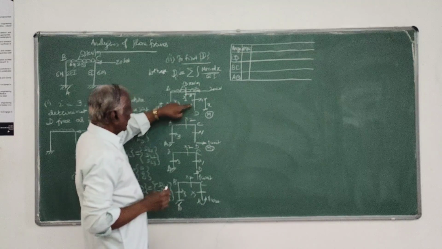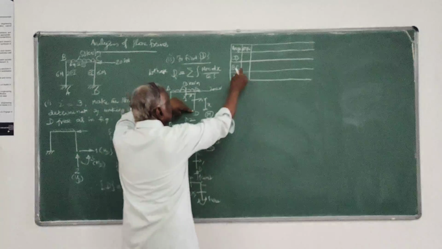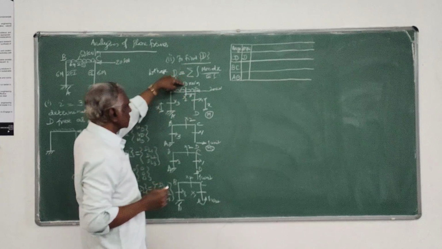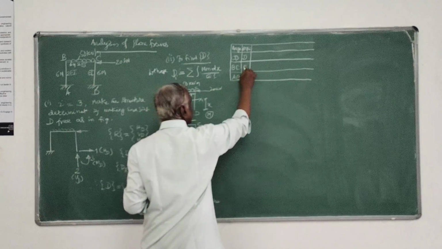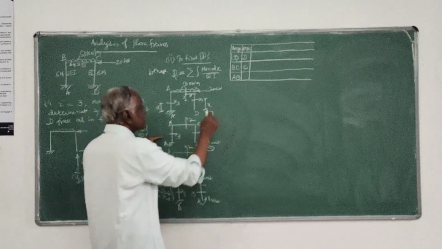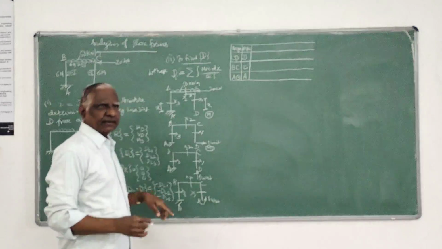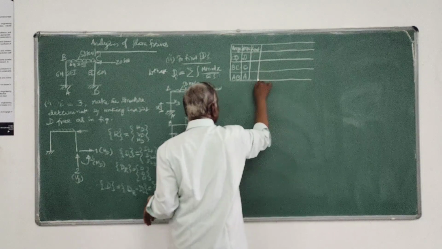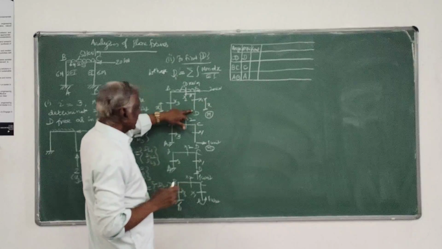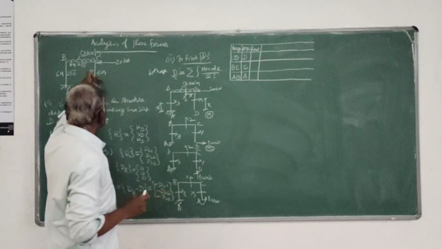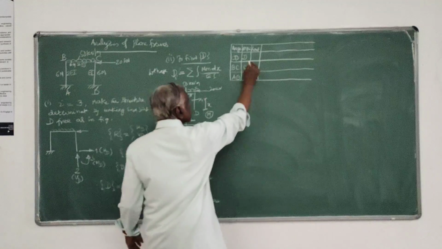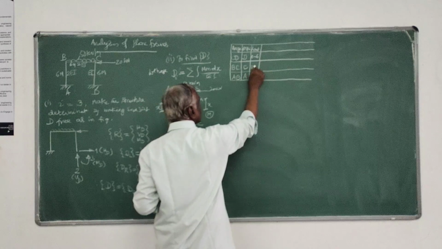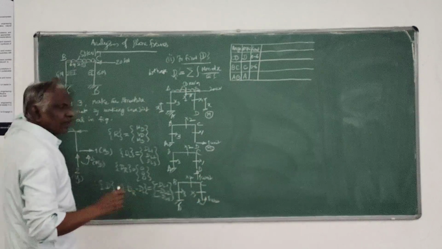For x1, I have taken the origin as D. For the BC portion, for x2, the origin is C. For the AB portion, I have taken A as the origin. Then the integration limits: for the CD portion, x is equal to 0 to 6 meters. For BC also, it is 0 to 6, because they are all of the same length.